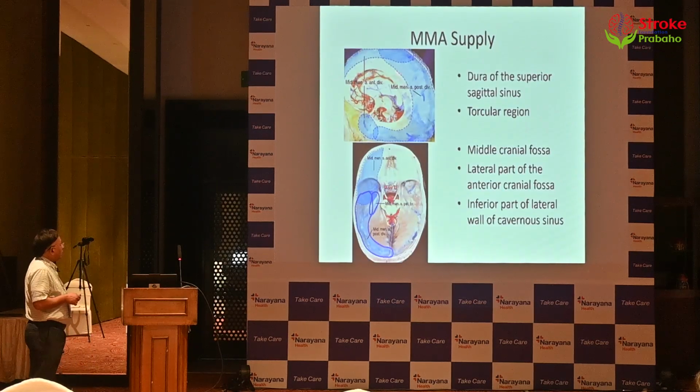Even the dura mater of the sagittal sinus is supplied by the middle meningeal artery. The trochlea is supplied by the middle meningeal artery. Then it mainly supplies the middle cranial fossa, but it also supplies the lateral part of the anterior cranial fossa and the inferior part of the lateral part of the cavernous sinus.